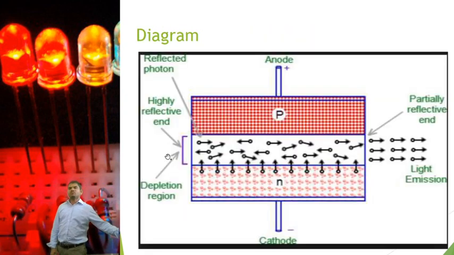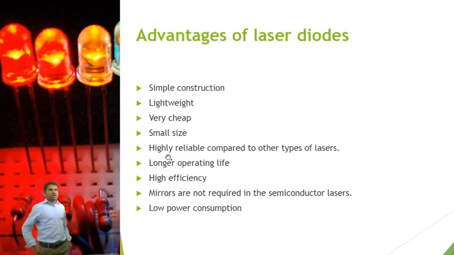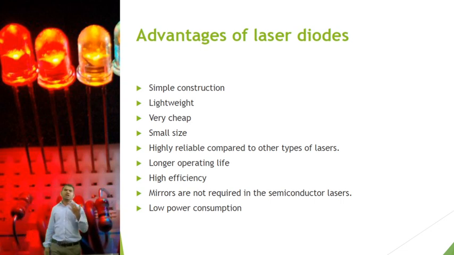Coming to the advantages of laser diodes. Laser diodes are very small in size, with simple construction, lightweight and very cheap. They are highly reliable compared to other types of lasers, have a longer operating life, and are highly efficient. Mirrors are not required in semiconductor lasers, and they have low power consumption. These are all the major advantages of laser diodes.